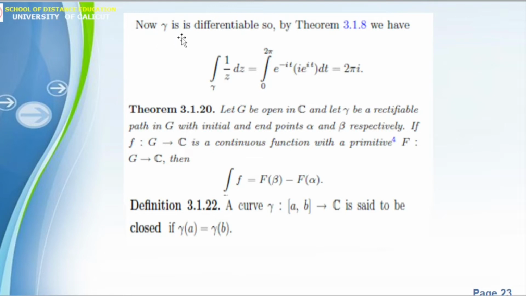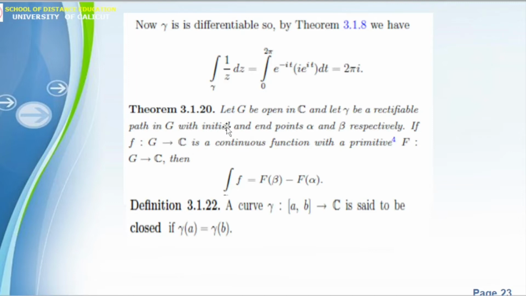So now gamma is differentiable. So by the theorem, we have the integral of 1 by z dz equal to, when z is equal to e raised to it, the integral from 0 to 2 pi of f of gamma of t into gamma dash of t dt. That will give you 2 pi i.